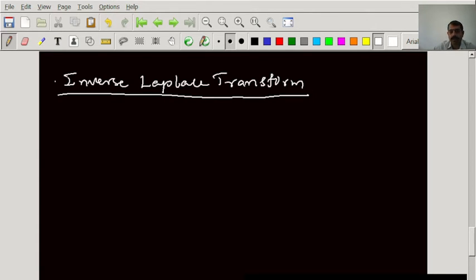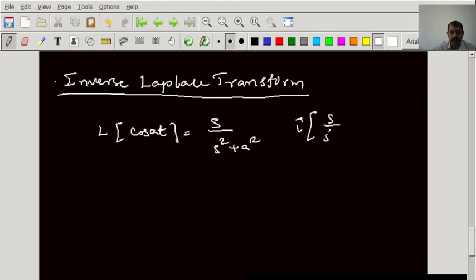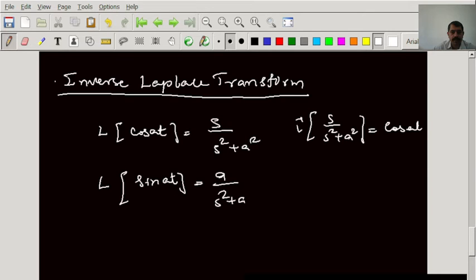So here we must know the transformation formula first to understand the concept better. Here only one small change: we must know the inverse Laplace transformation formulas. Laplace of cos at is nothing but s by s square plus a square, whereas inverse Laplace of s by s square plus a square is nothing but cos at. But Laplace of sin at is nothing but a by s square plus a square.